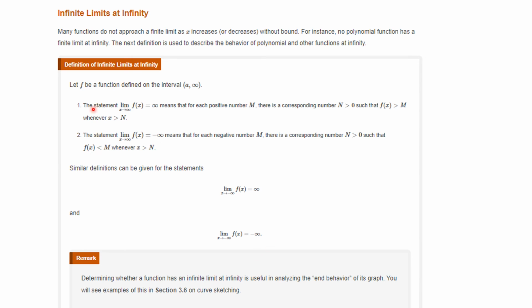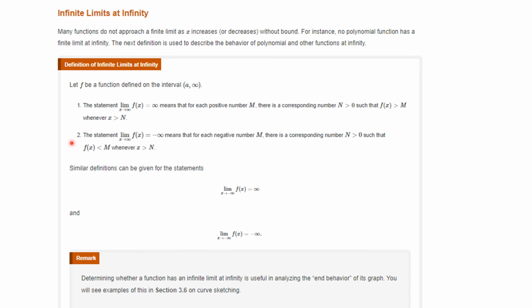And so here's the definition of infinite limits at infinity. Let f be a function defined on the interval from a to infinity. The statement the limit as x tends to infinity of f of x equals infinity means that for each positive number m, there's a corresponding number n greater than 0 such that f of x is greater than m whenever x is greater than n.